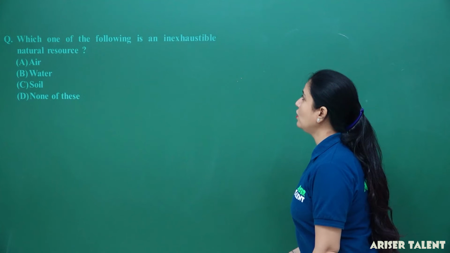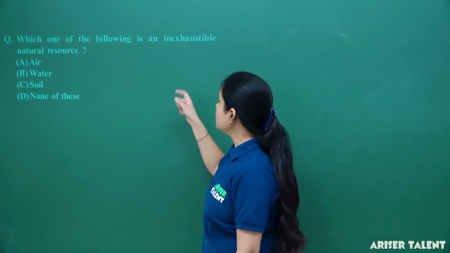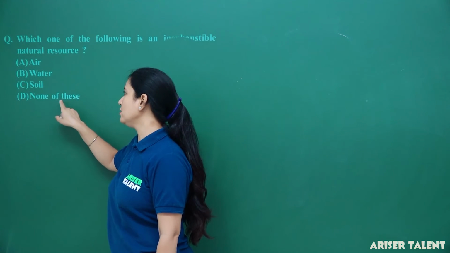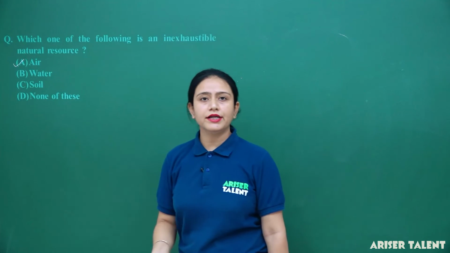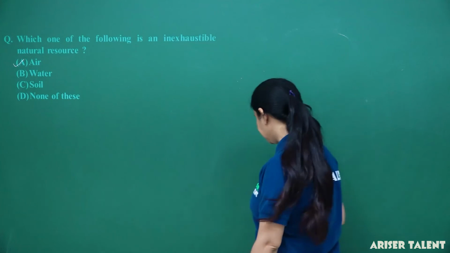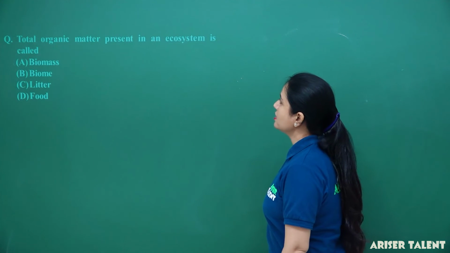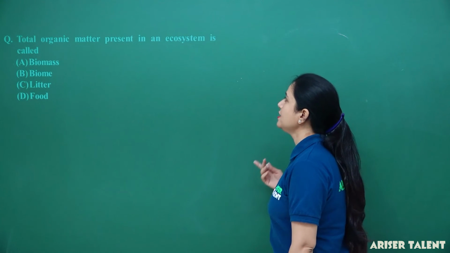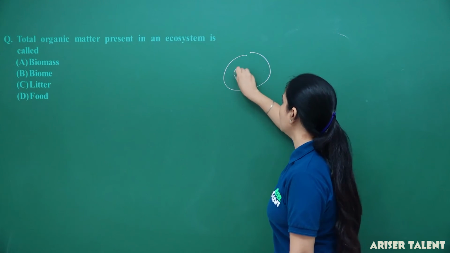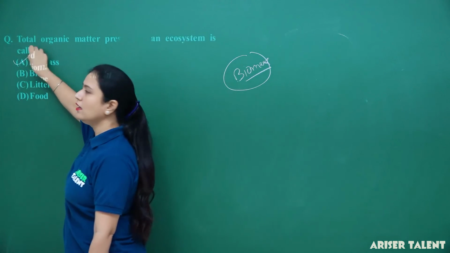Next is, which one of the following is an inexhaustible natural resource? Inexhaustible natural resource means a resource which cannot be exhausted. Okay, so air, water, soil or none of these, and option A is the correct answer. This is an example of inexhaustible natural resources. Clear? Next is, total organic matter present in an ecosystem is called. So, total organic matter which is present in the ecosystem is known as biomass. Okay, so option A is the correct answer.